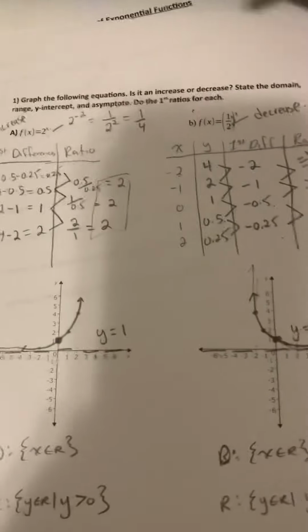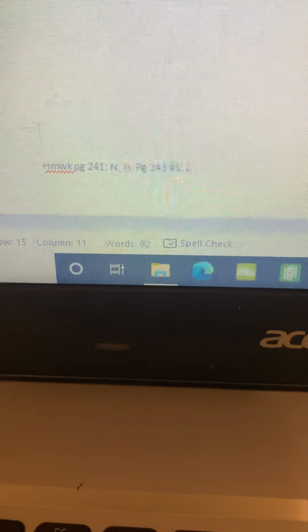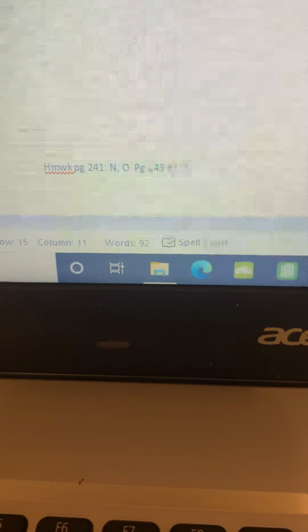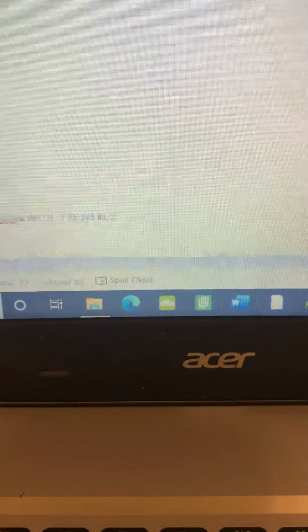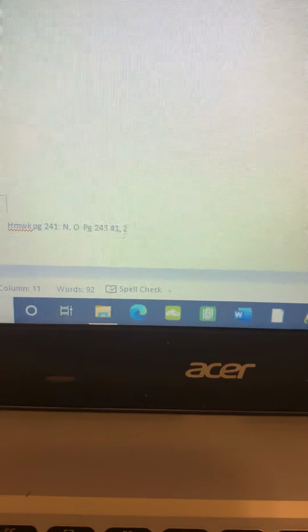All right, homework got cut off on this page on my printout. So the homework is here. Page 241, I want you to do letters N and O. So 241, letters N and O. Okay, so it's just an explanation.